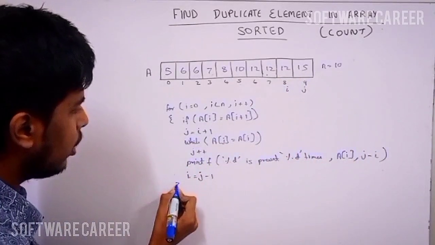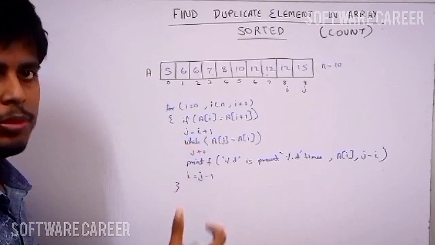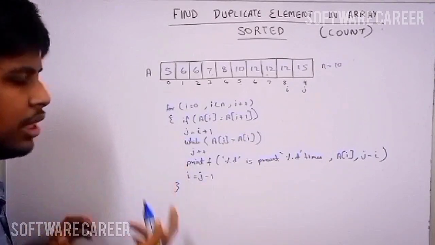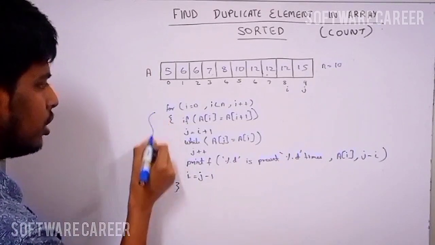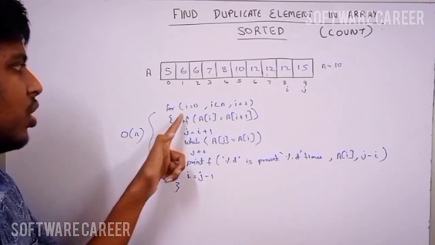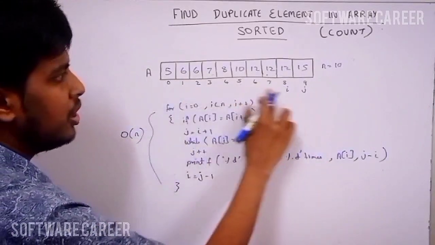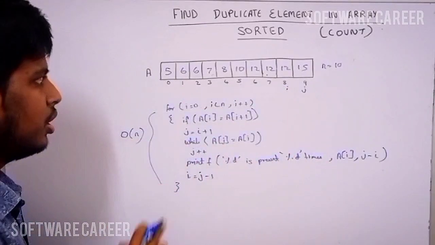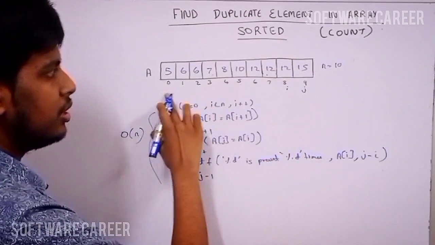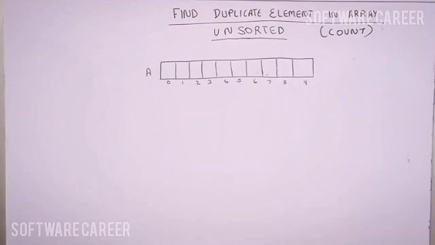Now see, this is the code for finding the number of duplicate elements and counting the number of times each appears in this array. Now let's see the time complexity. For this, the time complexity is O of n. Why O of n? Because you are traversing the whole array only once, so the number of steps is the size of the array, n. N is the size of the array. So I am writing O of n.